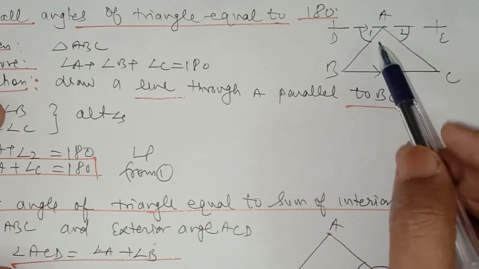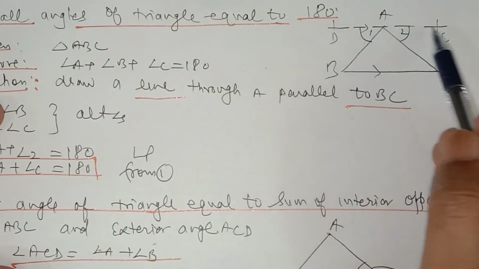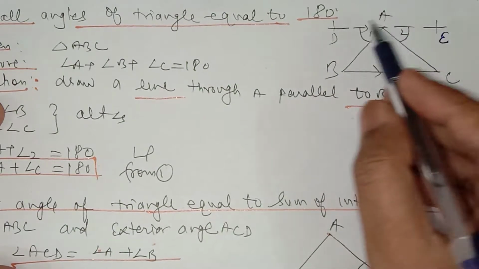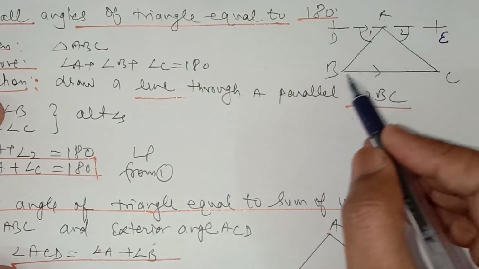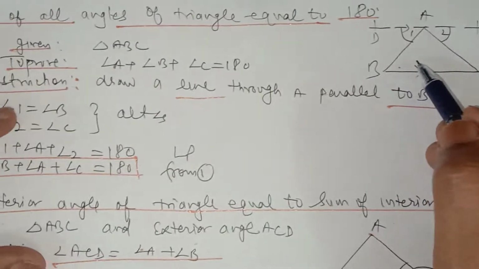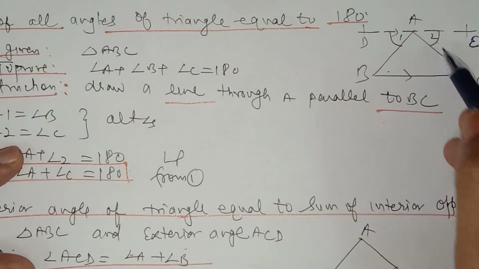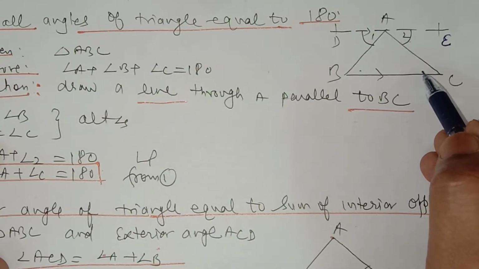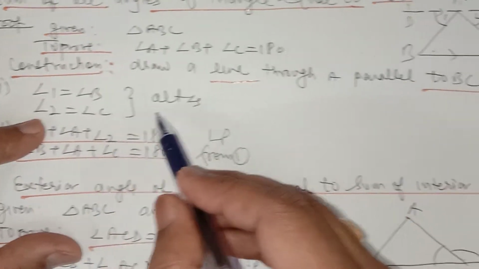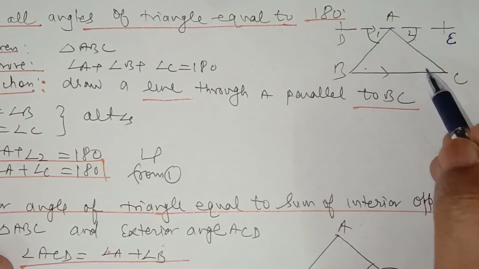Now to prove it, we have drawn a line DAE parallel to BC. We have drawn a line passing through A parallel to BC. Now angle 1 will be equal to angle B because they are alternate interior angles, and angle 2 will be equal to angle C because they are also alternate interior angles.